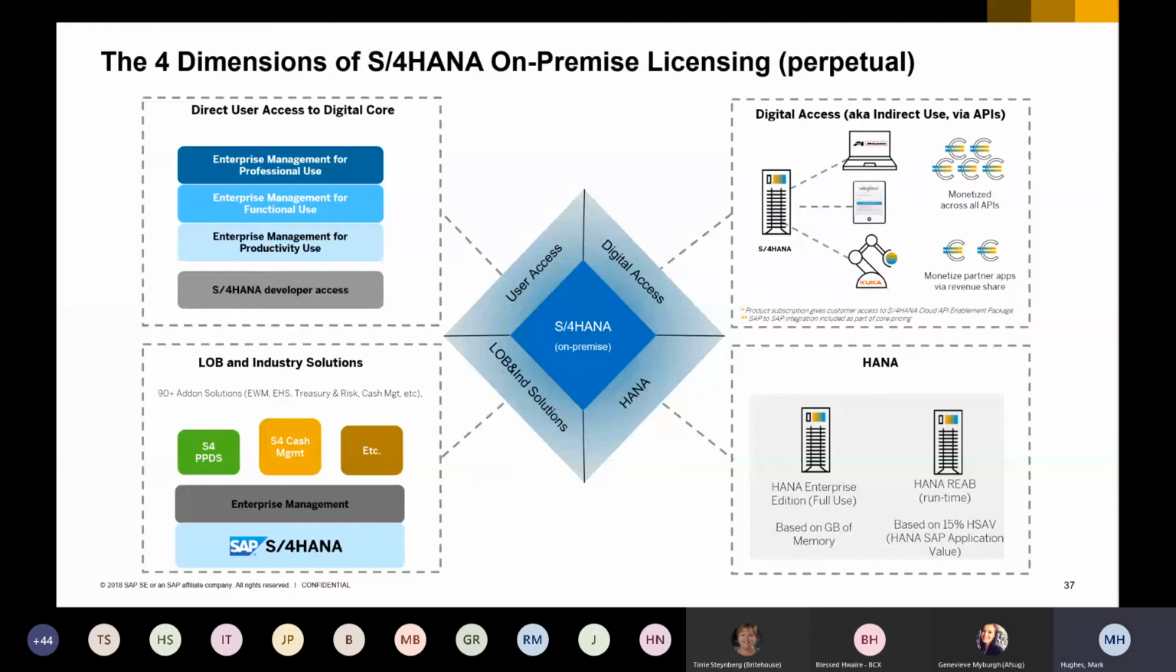Right, and then on the right at the top, the license model applies to indirect use or via APIs. And just something to note that in this area on S/4HANA, there is no named user license offering in this aspect. So all indirect use or digital access will be licensed, or has to be licensed, via this document count.